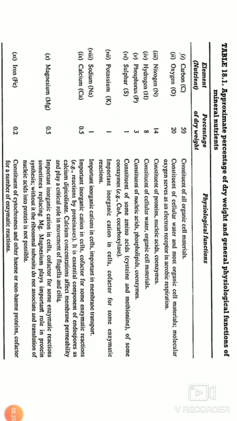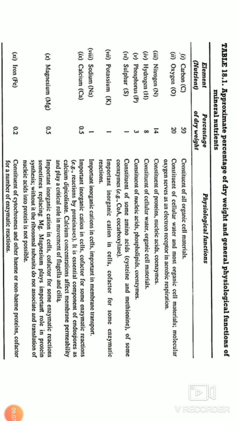The rest 50% is divided under other major mineral nutrients. Followed by carbon is oxygen, where oxygen is in the form of water or organic cell material or molecular oxygen, which serves as electron receptor in aerobic respiration. Followed by that is nitrogen, as most of the nucleic acids, proteins, and coenzymes contain nitrogen. Followed by that is hydrogen, where the cellular water and organic cell material contain hydrogen.